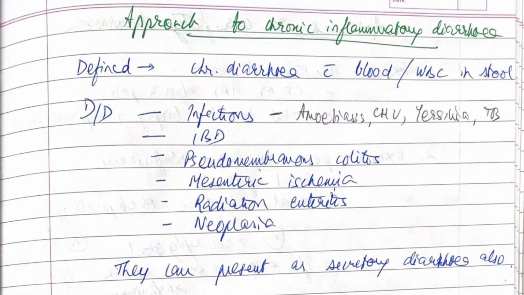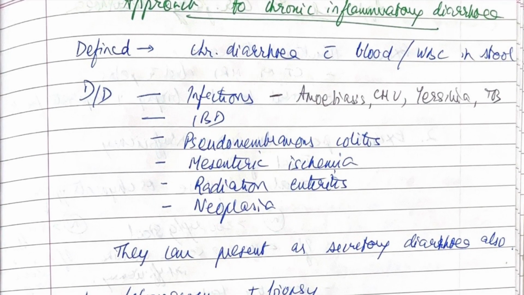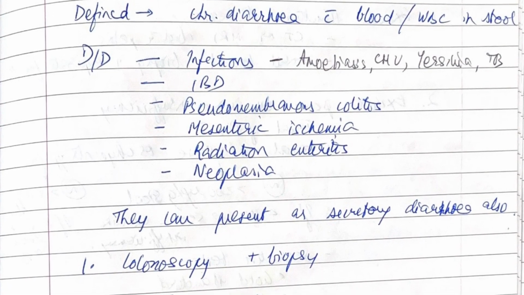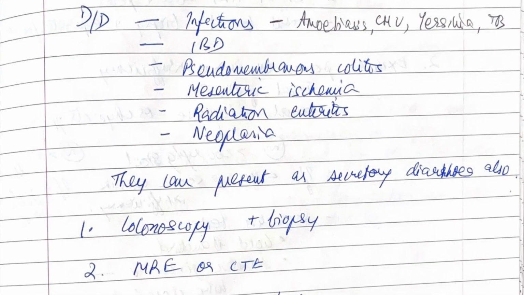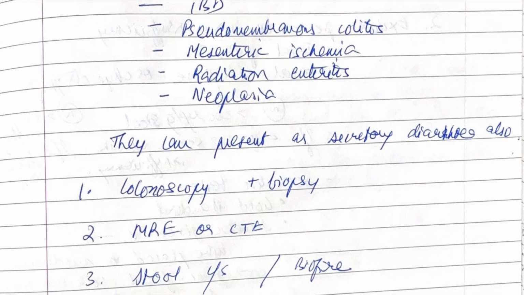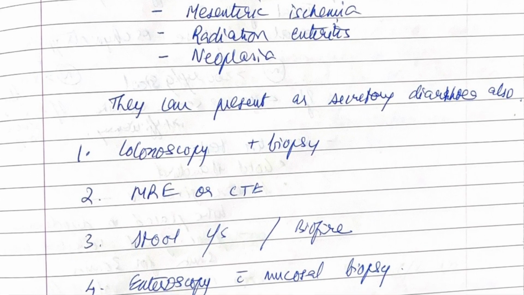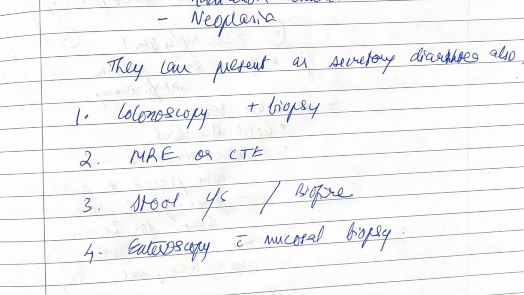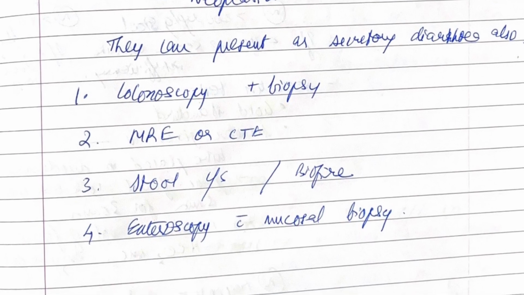The approach to chronic inflammatory diarrhea. This is defined as chronic diarrhea with blood or WBC in stool. Differentials include infections like amoebiasis, CMV, Yersinia, TB, IBD, pseudomembranous colitis, mesenteric ischemia, radiation enteritis, and neoplasia. All these conditions can also present as secretory diarrhea. The other tests we do are colonoscopy and biopsy, MRE or CTE, stool culture or stool BioFire. And we can do an enteroscopy with a mucosal biopsy.